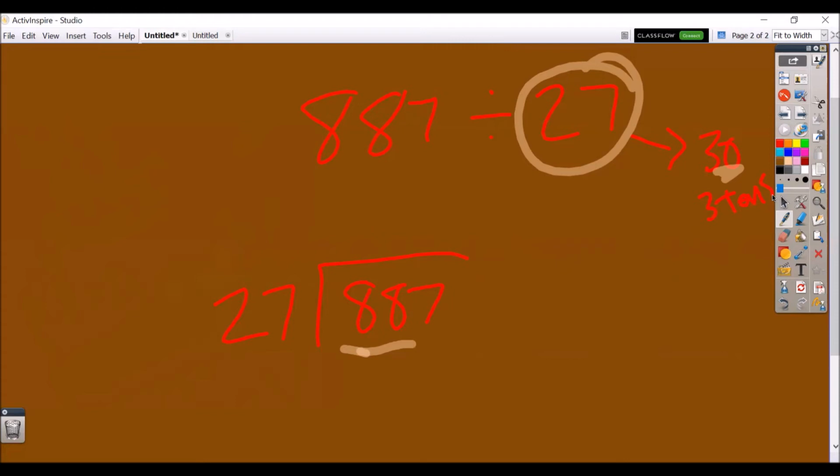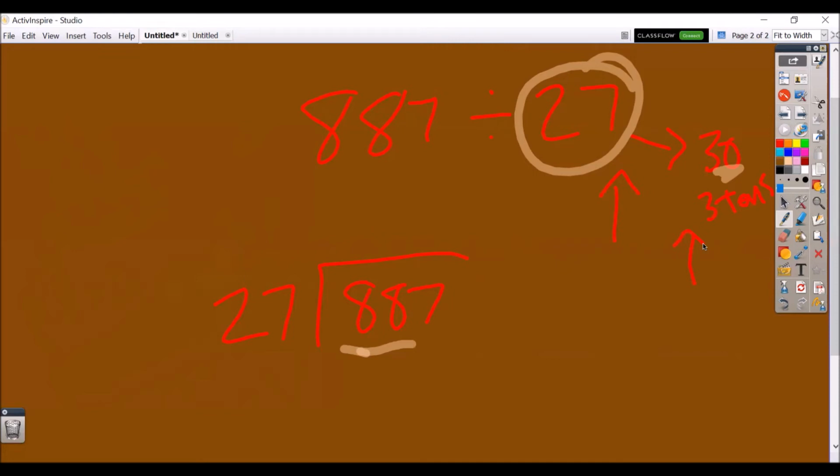Which one do you think we should try? I think you could either go with 60 or 90. I want to try 90 because I know that I rounded this up. And 90 is a little bit higher than the 88, so it might work. So that was my reasoning on why I want to try 3.